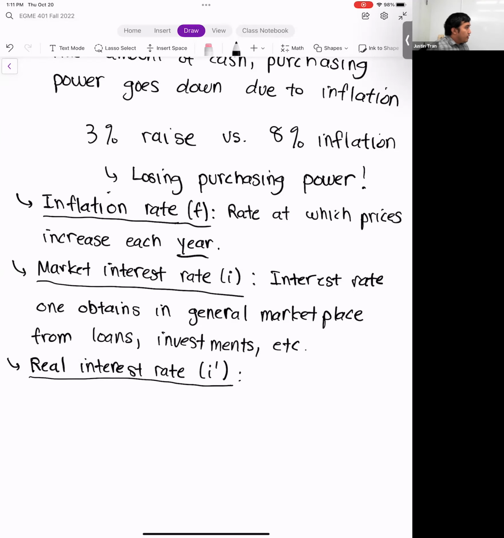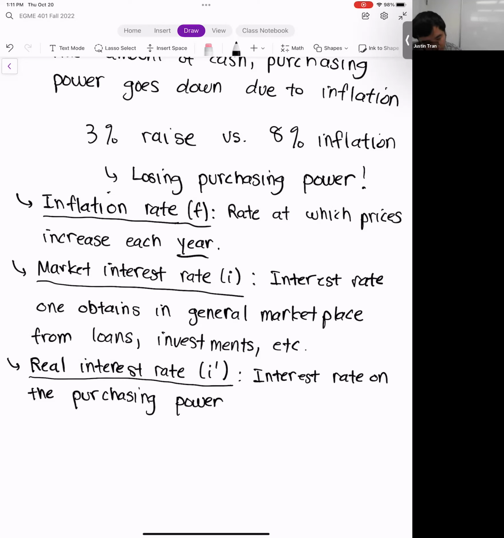What the real interest rate measures is more like the interest rate on your purchasing power. So when people talk about the real interest rate, you're talking about either an increase or a decrease in the amount of purchasing power that you would get each year. And of course, the real interest rate is going to be affected by inflation.